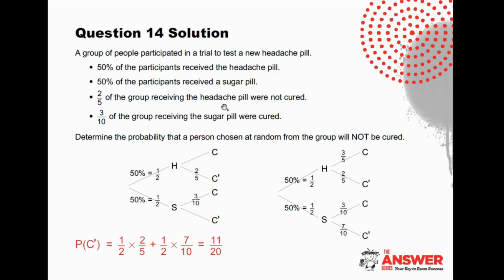If they'd had a headache pill, 2/5 were not cured. So I've got cured and not cured. 2/5 were not cured. If they got the sugar pill, 3/10 were cured. So the sugar pill, cured, not cured. 3/10 were cured. So this one belongs to the first branch. This one belongs to the second branch. This one is not cured. This one is cured. Yeah.